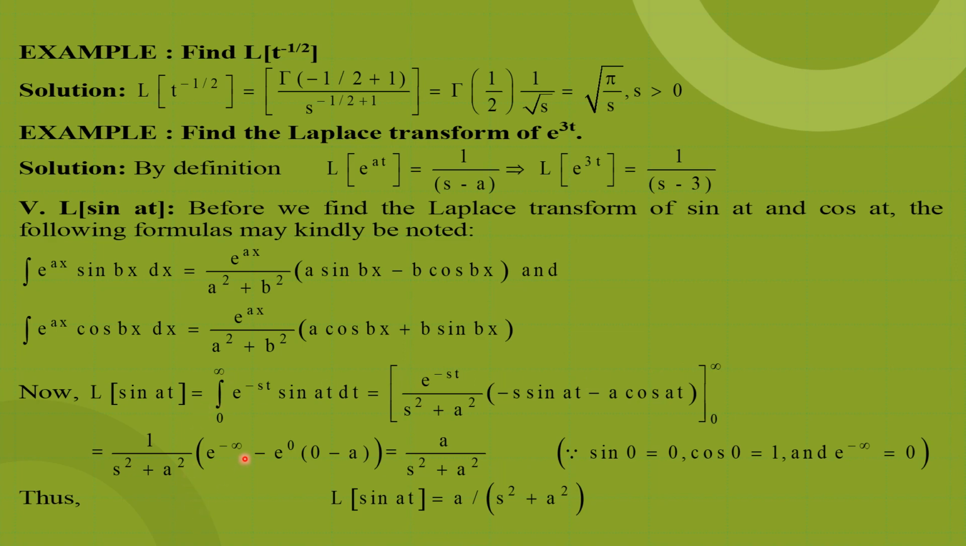It goes to 0. Here e power 0, so a minus a sin at, sin 0 is equal to 0, so this one becomes 0. Minus a cosine at means cosine a 0, cosine 0 is equal to 1, so we have just minus a. E power 0 is 1, this term goes to 0, just we have the a. So a over s square plus a square. So Laplace of sin at is equal to a over s square plus a square.